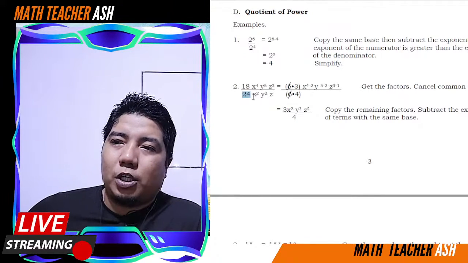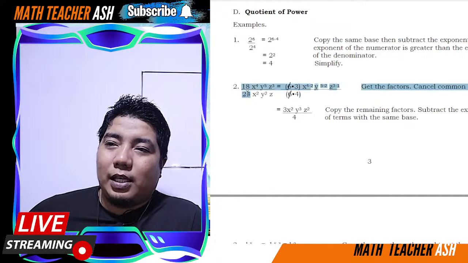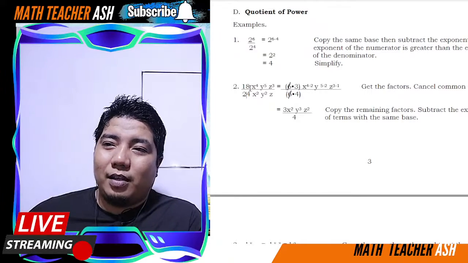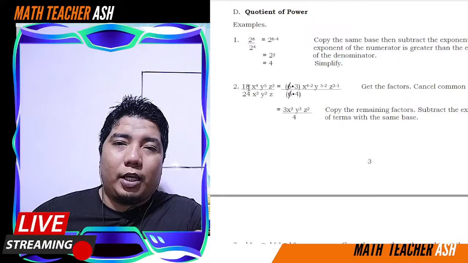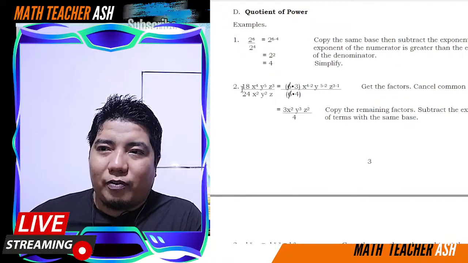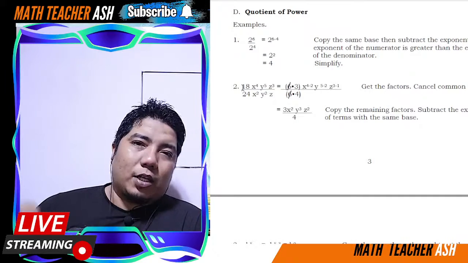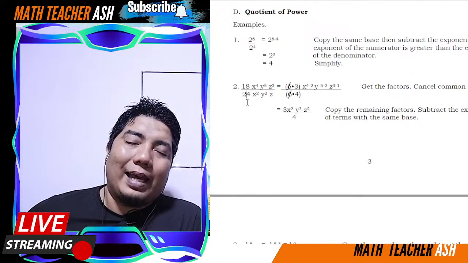So what is the lowest term? Now, when you use the lowest term of this, you will use the greatest common factor. You will divide each number, numerator and denominator, by the GCF. So, ano nga ba yung number na pwedeng makapag-divide kay 18 at saka kay 24? So, 18 and 24, ang common nila is 6.